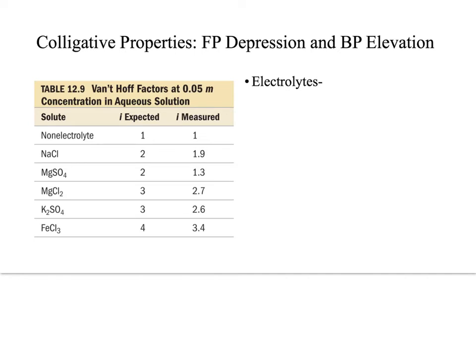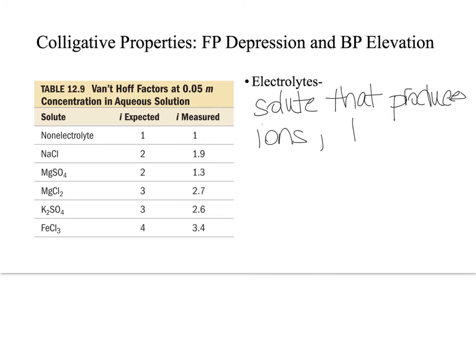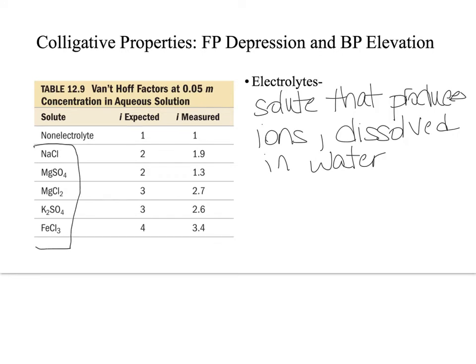I made mention of electrolytes a moment ago. An electrolyte is defined as a solute that produces ions when dissolved in water. The common examples are shown over here on the chart: sodium chloride, magnesium sulfate, magnesium chloride, potassium sulfate, and iron 3 chloride.